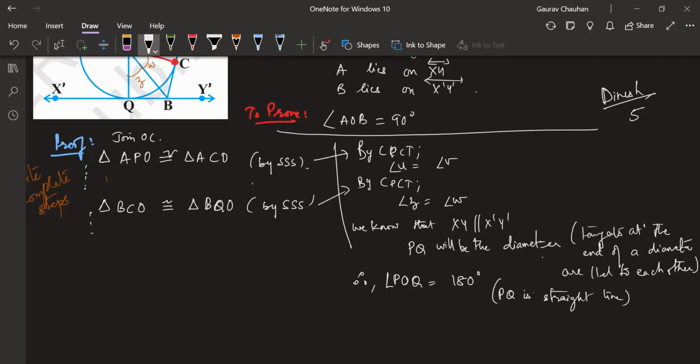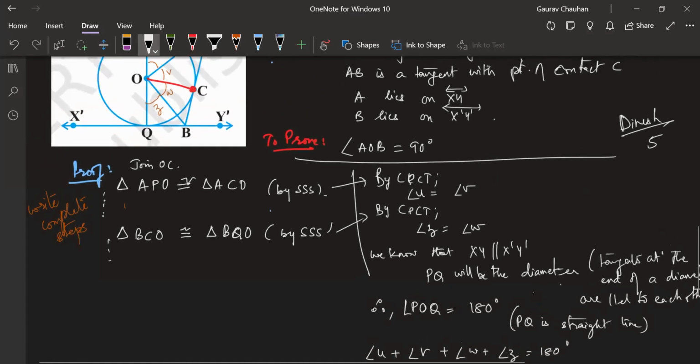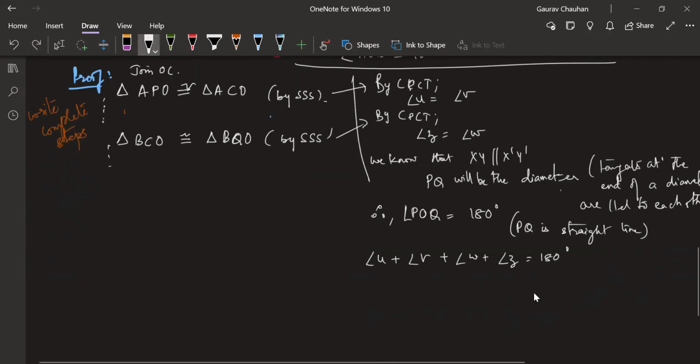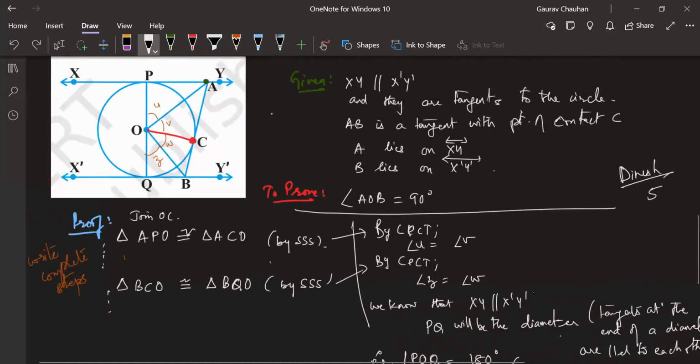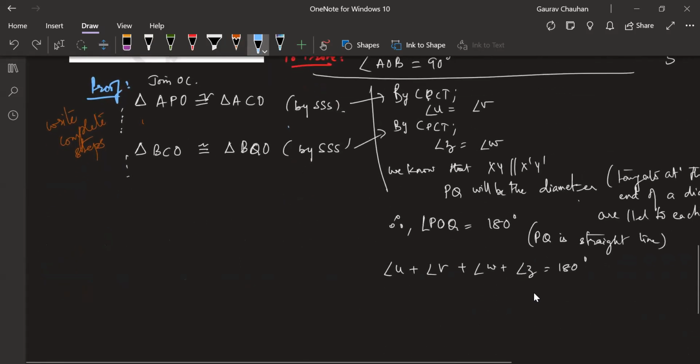Now, therefore, we come to the point that angle U plus angle V plus angle W plus angle Z is equal to 180 degree. Can you see this? It will be 180 degree because PQ is a straight line, since PQ is the diameter. What do we need finally? We need V and W, because U and Z we don't need. We need to show that this angle is 90 degree, right? So let's put V and W only.